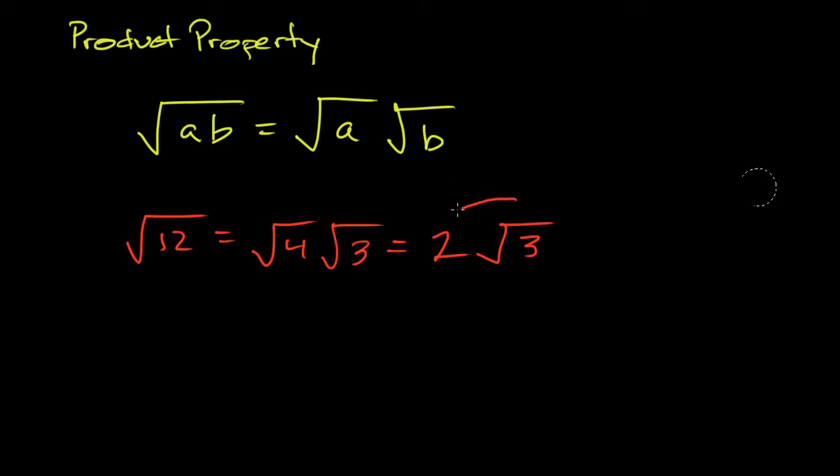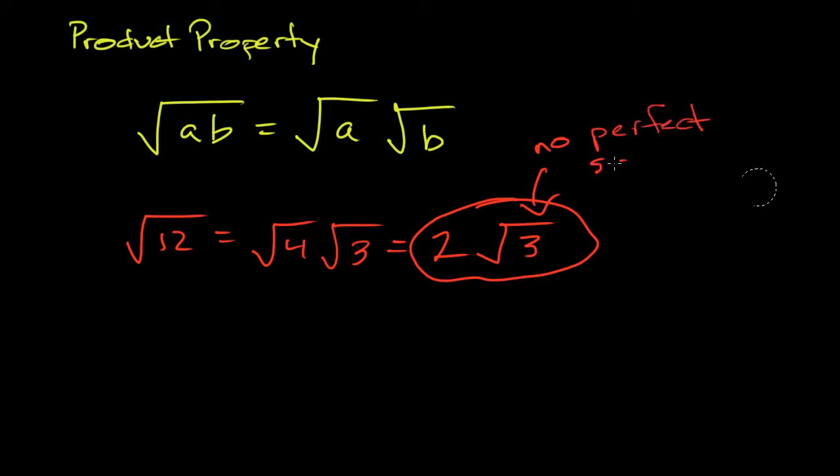This is the simplest form of the radical square root of 12 because the radicand in this expression has no perfect square factors. No perfect square factors. That's what I'm trying to remove when I simplify these square roots.